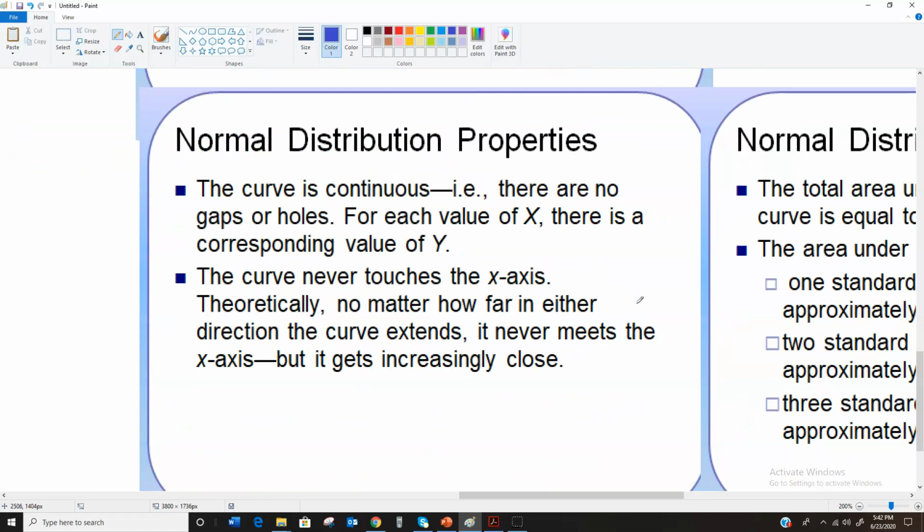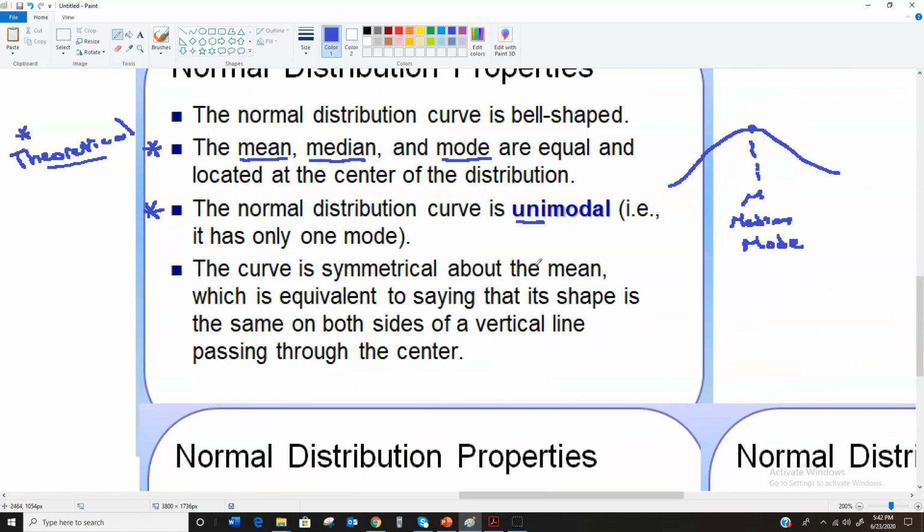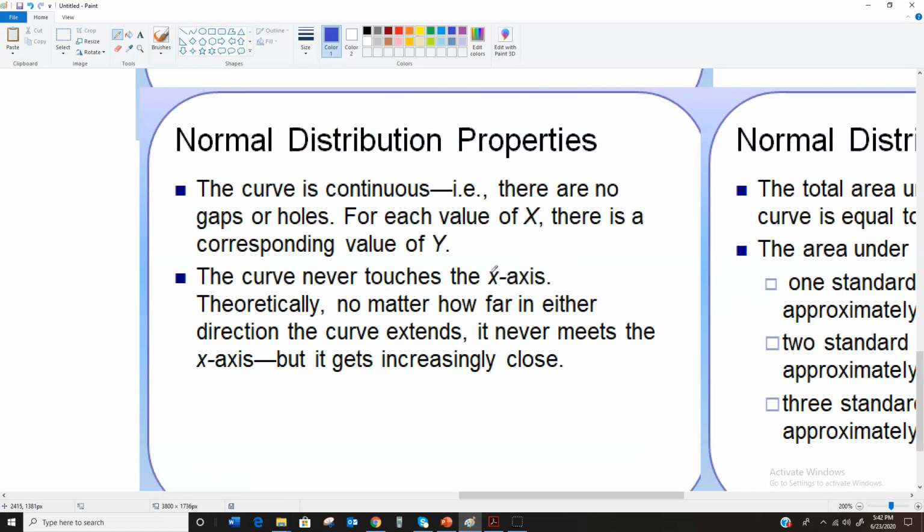Then these next two slides we're just continuing with what we were doing here. The curve is continuous, i.e. there's no gaps or holes. That's only theoretical. If this was real-life data, of course, there's going to be gaps between data. Just because the data goes all the way from, say, 0 to 20 doesn't mean you're going to have every value between 0 and 20. So this is definitely a theoretical thing where it's continuous.